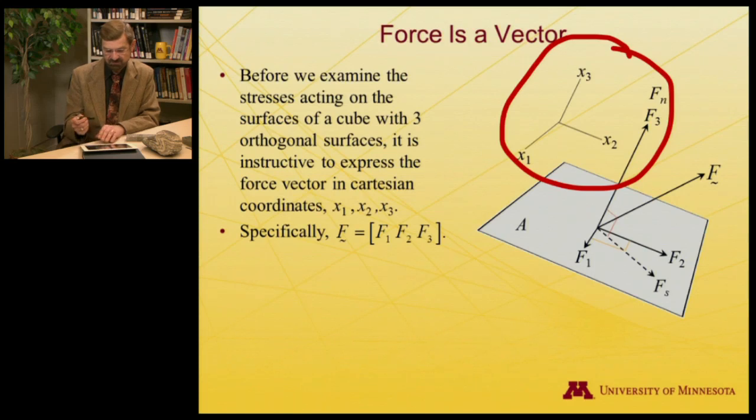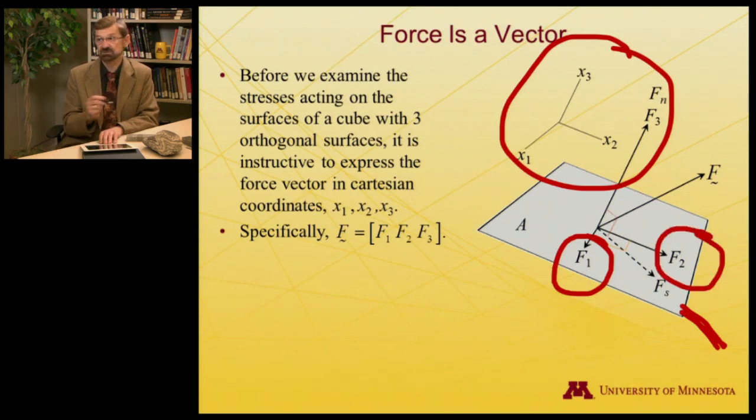And now our shear force, which was along here in this direction before, now is resolved into two components, a force F sub 1 parallel to the one direction of our Cartesian coordinate system, and a second force, F sub 2, that's parallel to the second Cartesian coordinate. And so we have three force components, F1, F2, and F3, referenced to our Cartesian coordinate system, X1, X2, and X3.